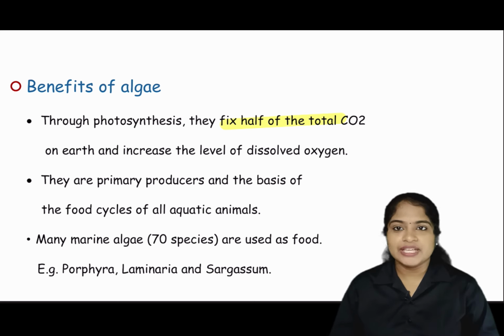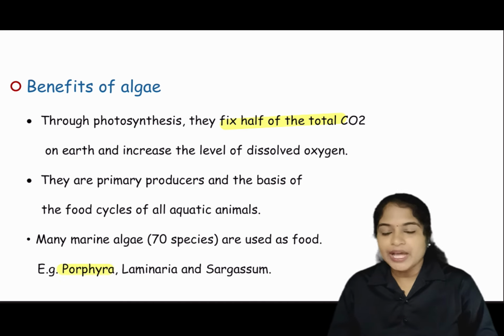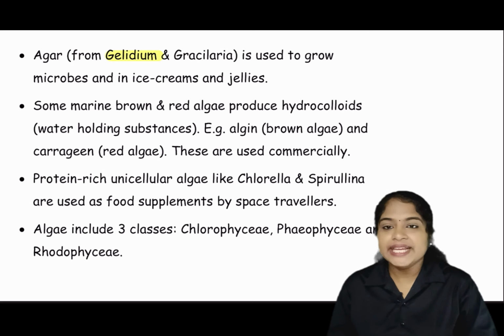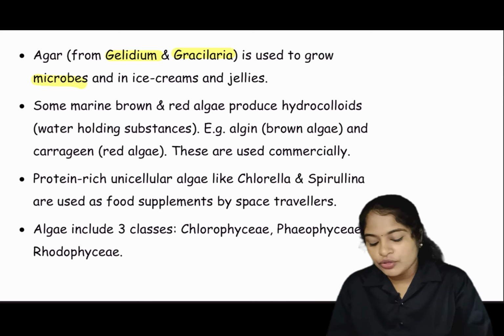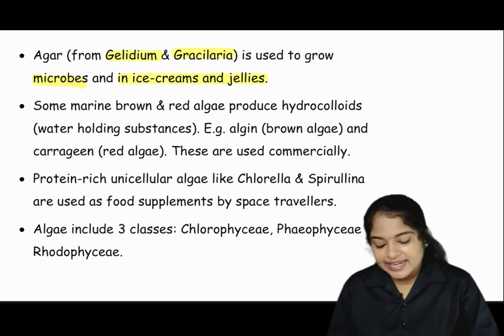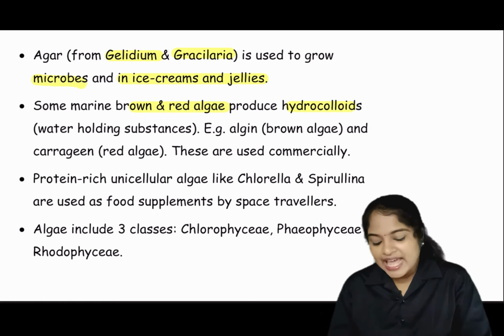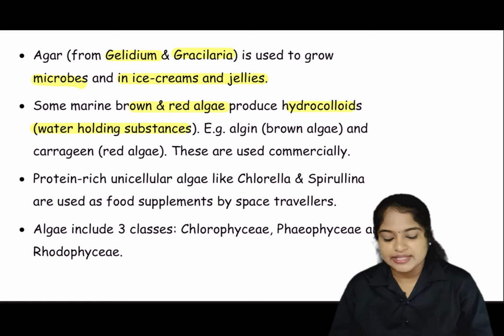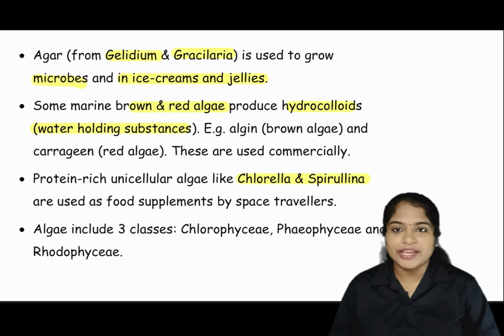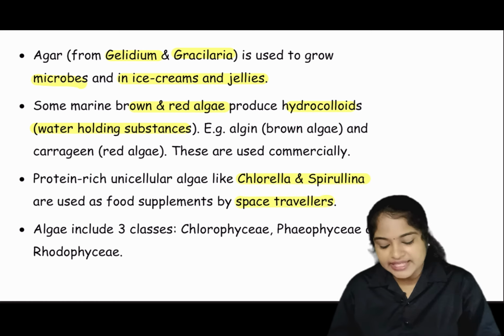They are the primary producers in the aquatic food chain, and many algae can be used as food, like Porphyra, Laminaria and Sargassum. Agar is a substance obtained from Gelidium and Gracilaria. It is used to grow microorganisms and also used in ice creams and jellies. Some marine algae like brown and red algae produce hydrocolloids, which are water holding substances. Since they are water holding substances, they have a lot of commercial uses. Protein-rich unicellular algae like Chlorella and Spirulina are used as food supplements by space travelers.